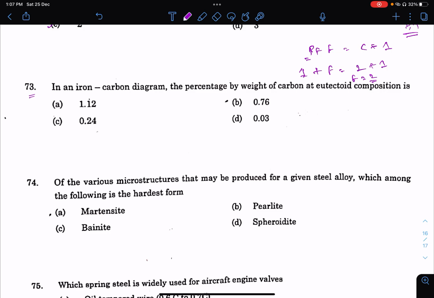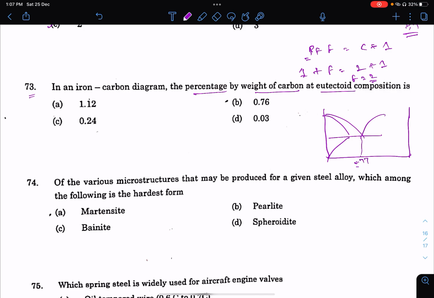Question number 73. In the iron carbon diagram, the percentage by weight of the carbon at the eutectoid temperature is? So we know at this point it will meet something like this. So this is 0.77. This line is called the eutectoid temperature and this is called the eutectoid composition. So the percentage of the carbon is 0.77 or 0.76.